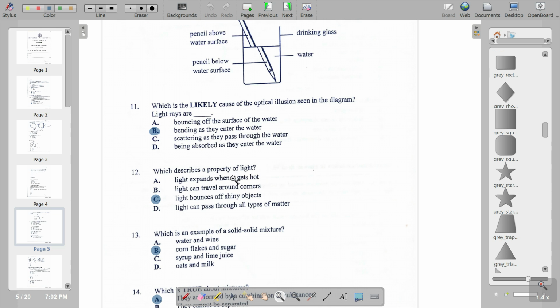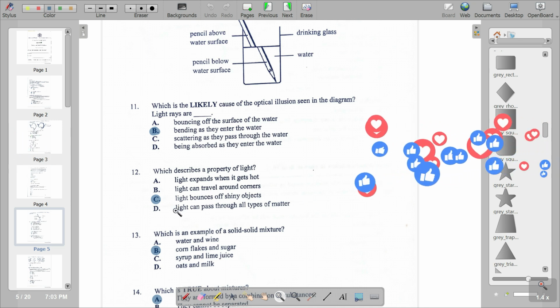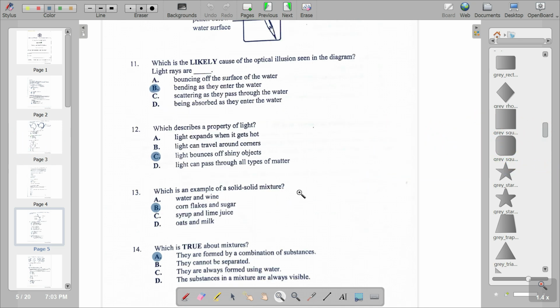Right, so light expands when it gets hot. That's not true, man. Definitely. Light can travel around corners. Yes, it can, but that's not a property. Light bounces off shiny objects. That is a property of light, so I selected that. Light can pass through all types of matter. That's not true. Not all types of matter. If it's too dense, it won't. All right, number 13. Which is an example of a solid mixture?